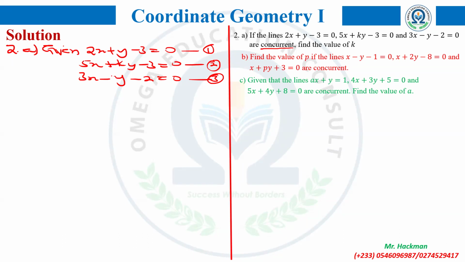So let me see. I can easily eliminate y in equations 1 and 3. What are the equations telling me I can eliminate? Y. I can eliminate it by adding, because plus 1 minus 1. So I'll write equation 1 plus equation 3. All correct? Yes. So that will give me 2x plus 3x, that will give us 5x.